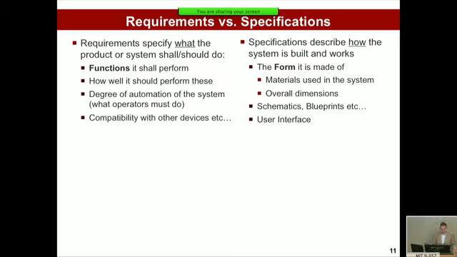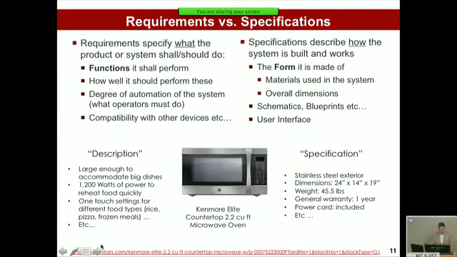So I tried to look up a very simple consumer product that we all are familiar with: a microwave oven. Kenmore Elite countertop, 2.2 cubic foot. You go to the Sears website, and what's interesting is they actually do a pretty good job. It's pretty consistent with what I'm saying here, except they don't talk about requirements. They call it description.